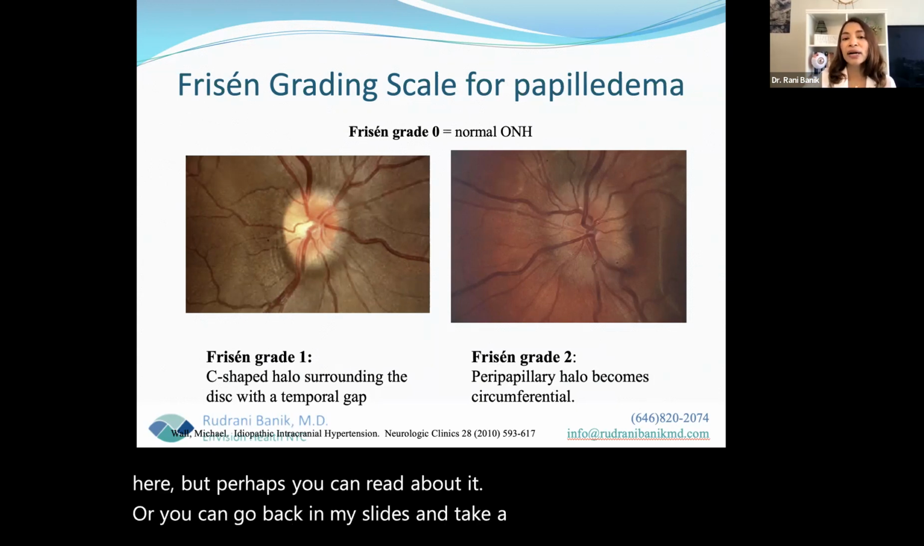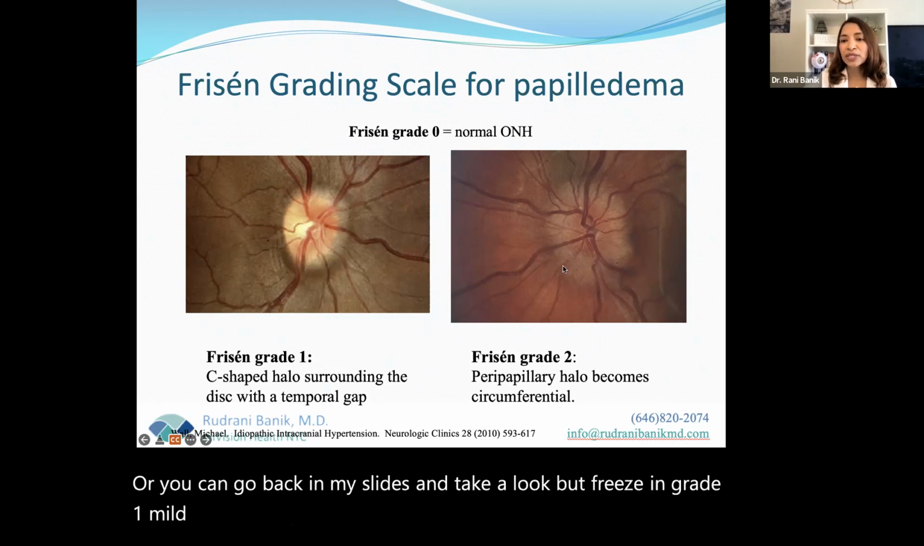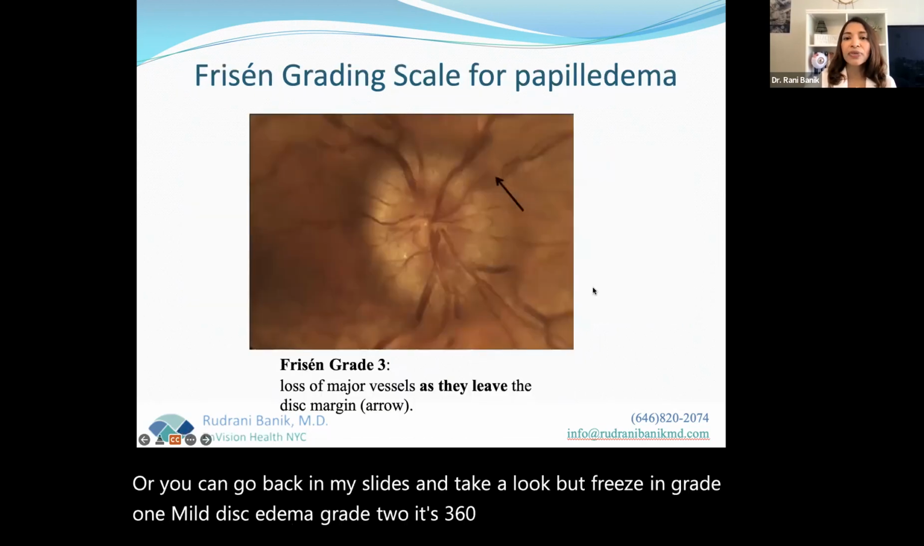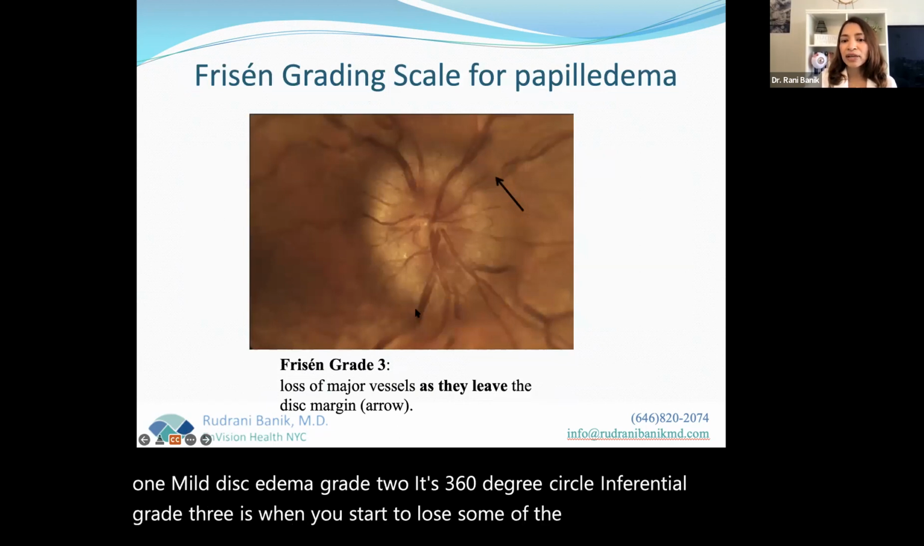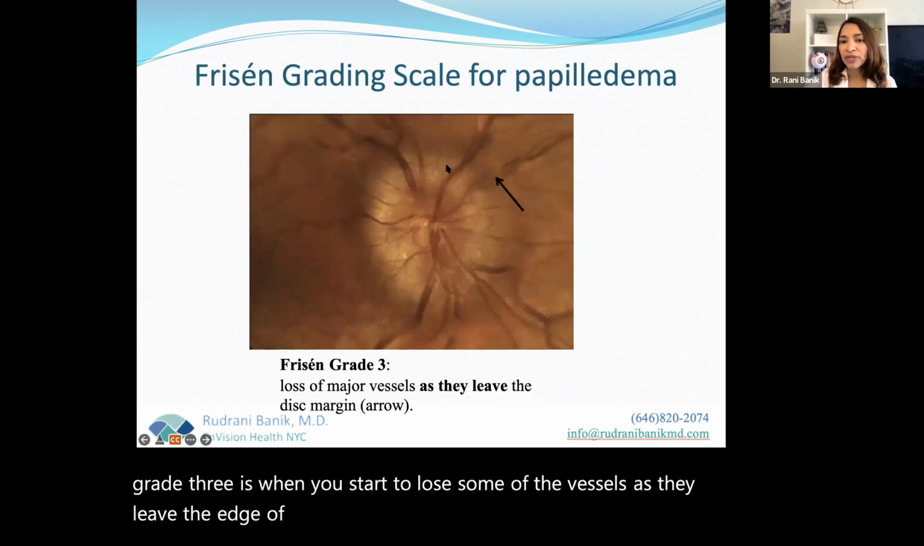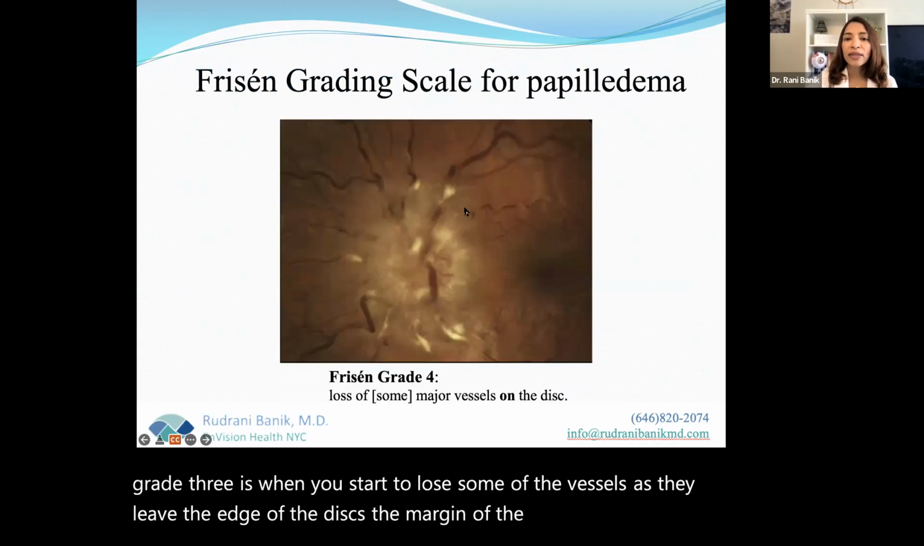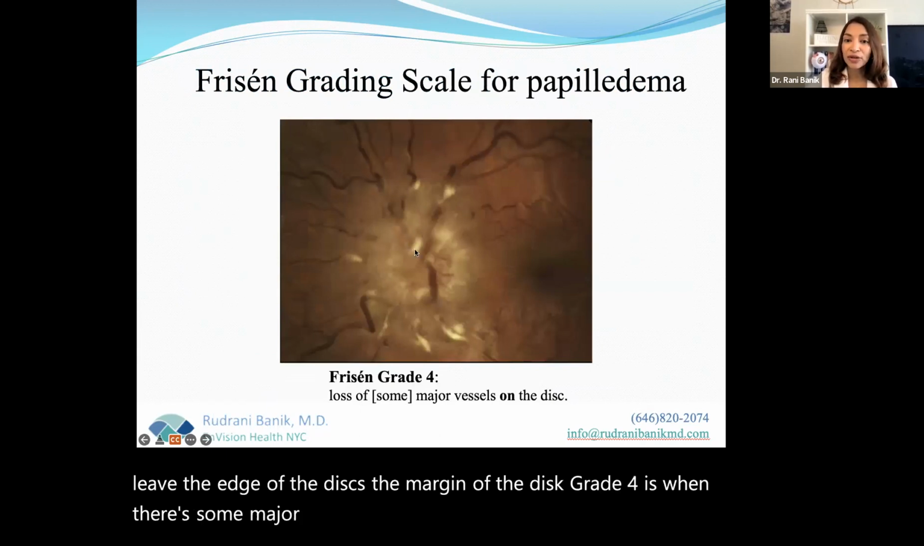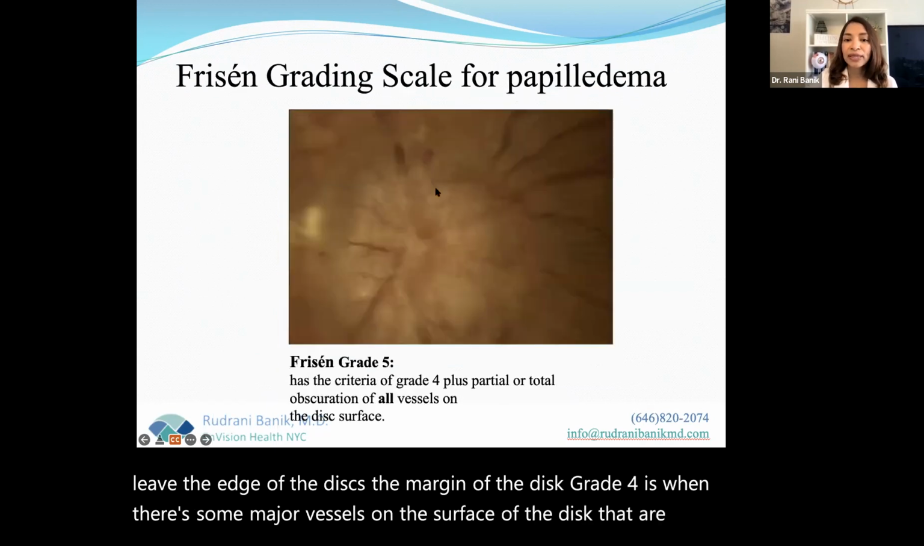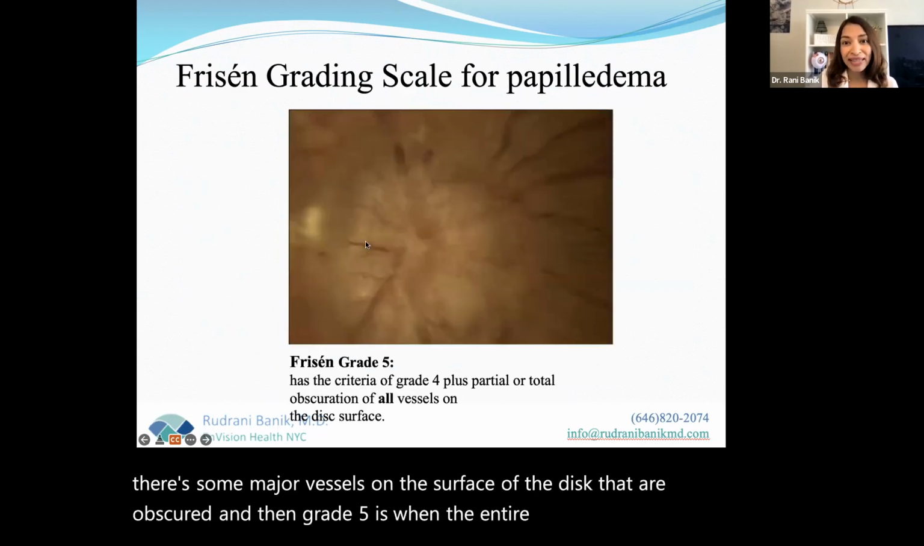But Frisén grade 1 is mild disc edema. Grade 2, it's 360 degrees circumferential. Grade 3 is when you start to lose some of the vessels as they leave the edge of the disc, the margin of the disc. Grade 4 is when some major vessels on the surface of the disc are obscured. And then grade 5 is when, over the entire disc, you really can't make out any landmarks.